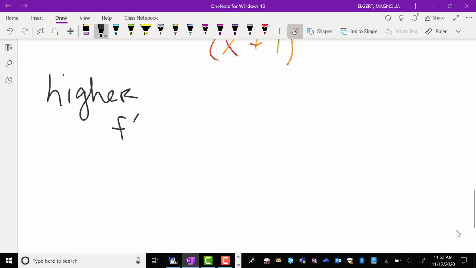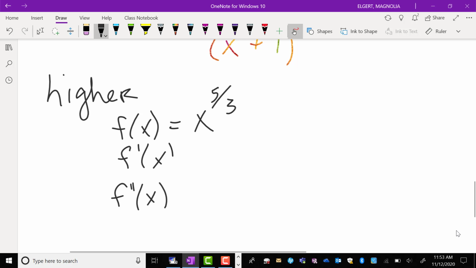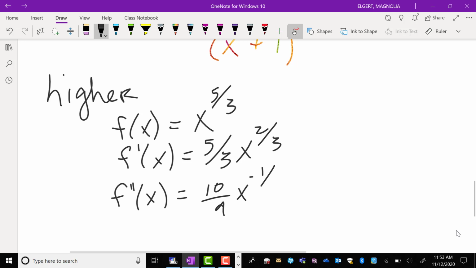So like if you start with the function x to the 5/3, and I want you to get the second derivative, that means you're going to do the derivative process twice. So you'll do your first derivative, which would be 5/3 x to the 2/3, and then you take the derivative of that, which would be 10/9 x to the negative 1/3, and then you write it as 10 over 9x to the 1/3. So that's a second derivative.